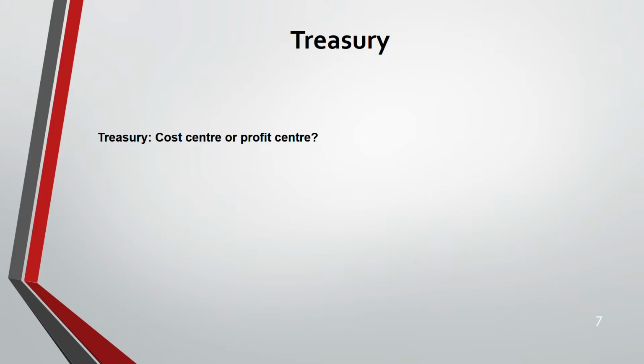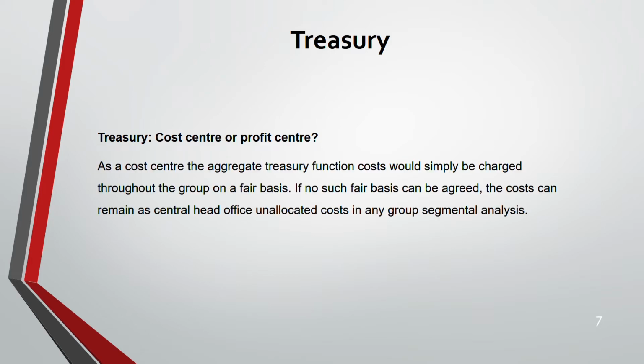Now, this question has come in the exam in past papers, and you will often see it: whether the treasurer should operate as a cost center or profit center. It can operate as both. First, we'll talk about the cost center. What does cost center mean? It means whatever cost is incurred by the treasury function, this cost will be charged throughout the group on a fair basis. That is the meaning if they operate as a cost center. But where a fair basis cannot be agreed, then the cost remains as a central head office unallocated cost in the group.